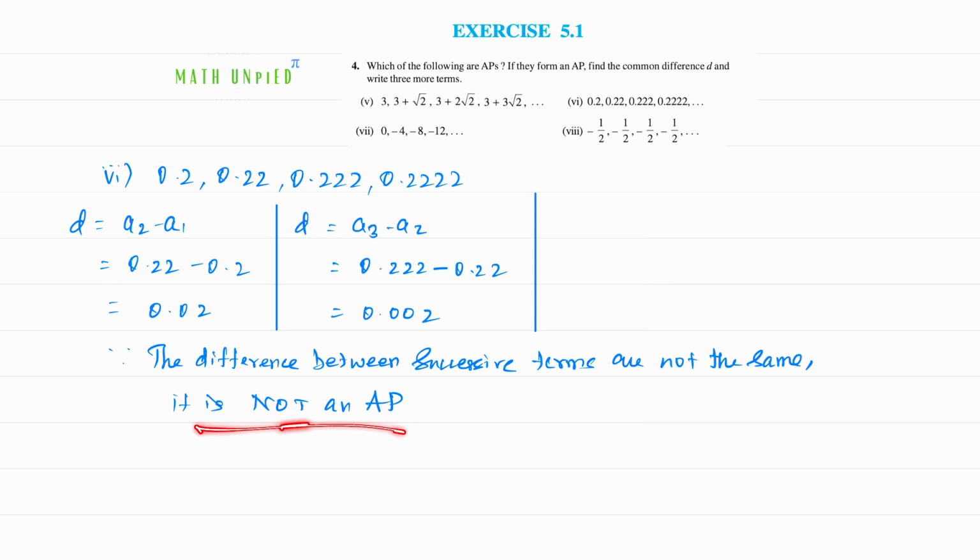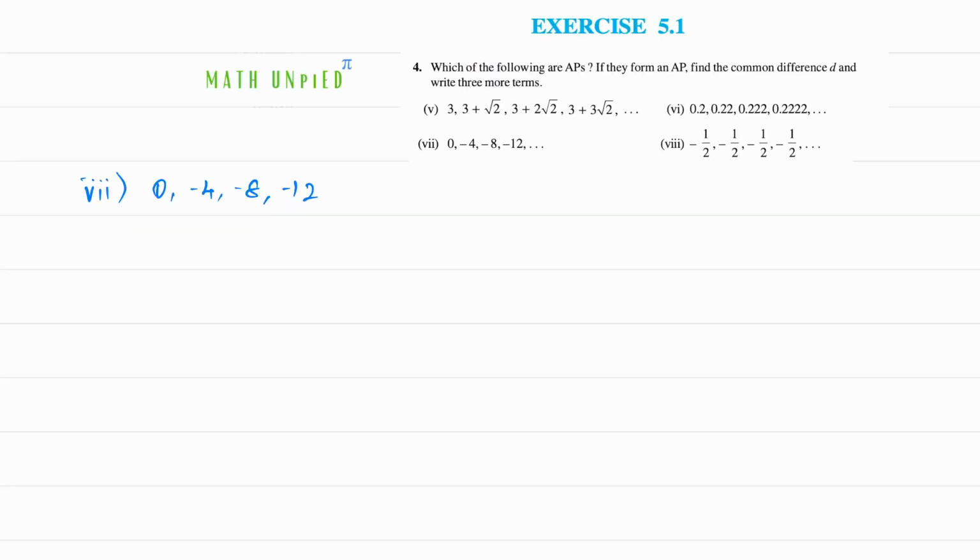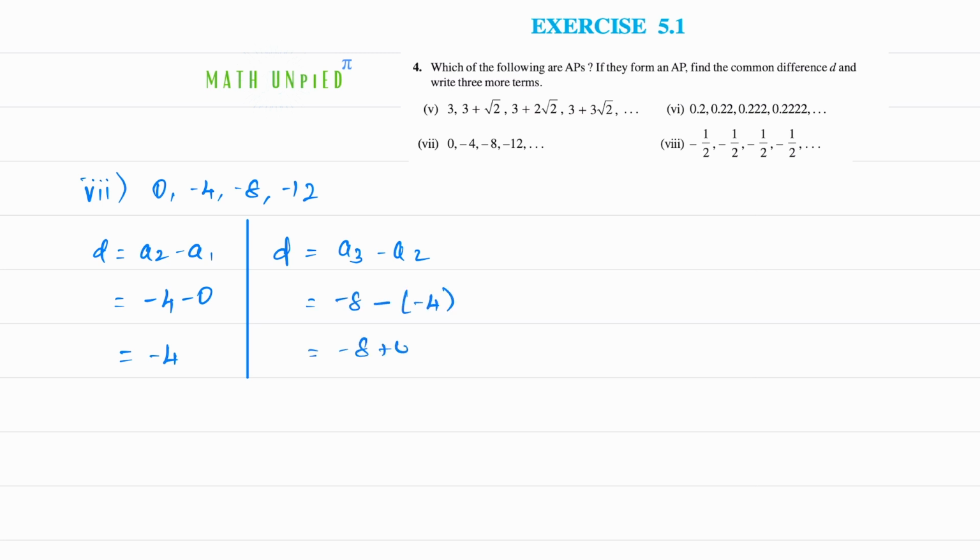So that's about it. Next is subdivision 7, and the series goes like this: 0, -4, -8, -12. So we'll find the difference between the successive terms. So we'll start with A2 and A1. D equals A2 minus A1, which is equal to -4 minus 0. This is equal to -4. Similarly, we'll find difference for A3 and A2. So this is -8 minus of -4, which is equal to -8 plus 4, and this is equal to -4.